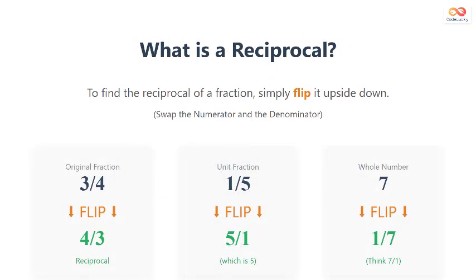The key to dividing fractions without drawing pictures every time is a concept called the reciprocal. To find a reciprocal, you simply flip the fraction upside down. The numerator becomes the denominator, and the denominator becomes the numerator. For instance, the reciprocal of 3/4 is 4/3. Even a whole number like 7 has a reciprocal of 1/7.